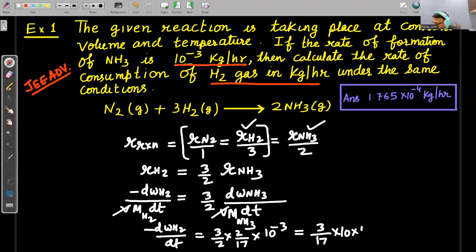If we multiply and divide by 10, we can write that this is 30 divided by 17 into 10 to the power minus 4. So on simplification, we'll get this answer. There is a common error done by the student, because most of the time when we are solving the question, we have a habit of writing the rate of reaction in terms of concentration. So whenever it is in terms of change in mass per unit time, don't forget about the molar mass of the reactant or molar mass of the chemical species about which they are asking, right?